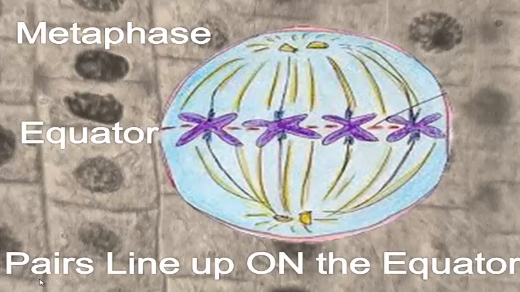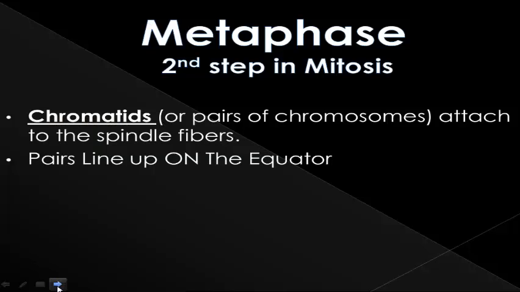In class, we talked about it. Pairs line up on the equator. And again, we line them up on the equator. And then that way, when this process gets ready to take place, the next phase, in anaphase, we can see that original one chromosome is up here and its copy is down here. So again, metaphase, chromatids attach to the spindle fibers, and the pairs line up on the equator.